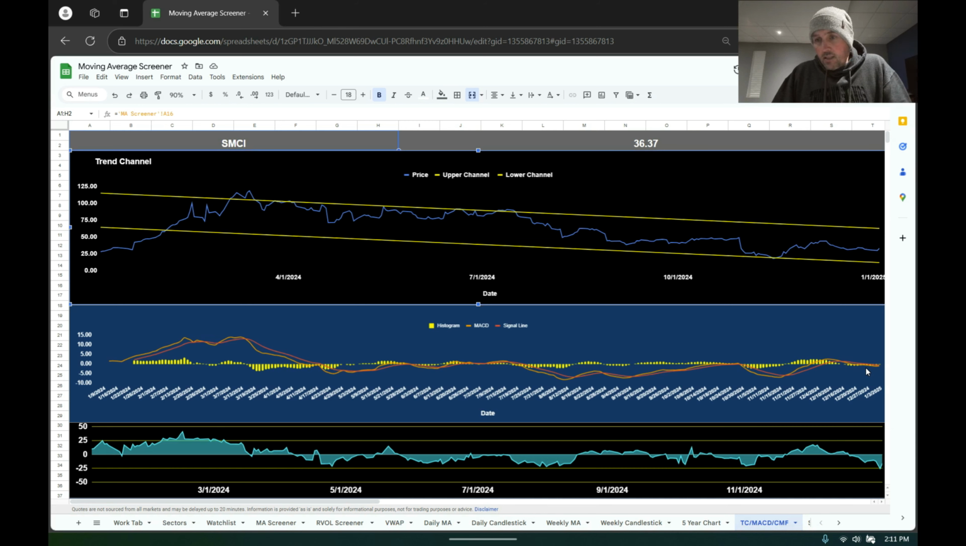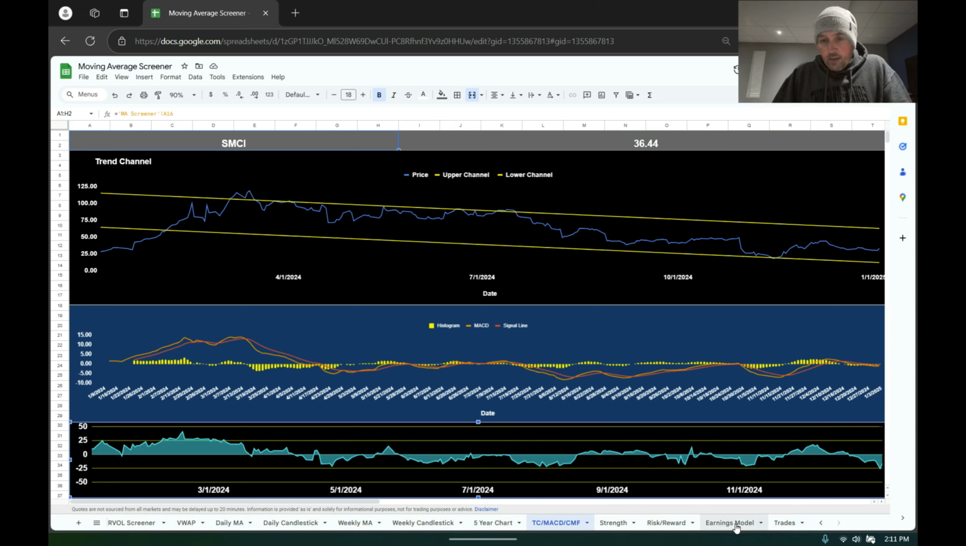Our MACD is closed, but it is coming together, and we have pivoted on the Chaikin money flow, but it is still well below the zero line. We got all the way down to 25, but now we're up to negative 16, and I would expect that when we close today, it goes up even higher because of how much we're up today.